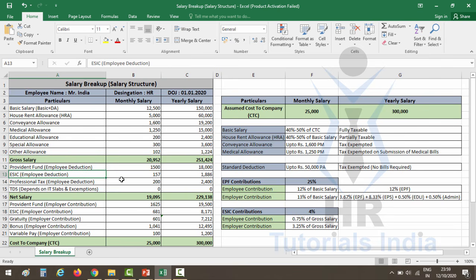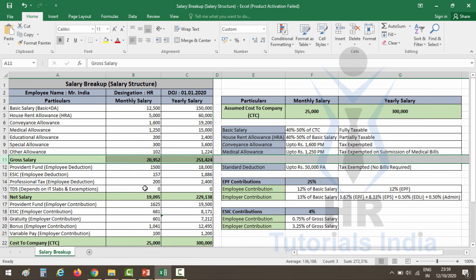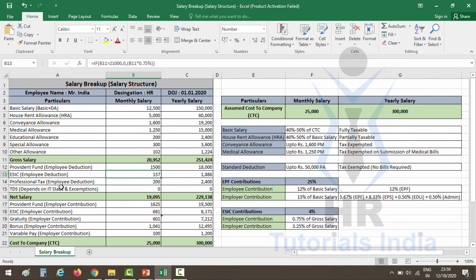Then comes ESI deduction. ESI is 0.75% of gross salary. Here there is a condition: ESI is applicable for employees whose gross salary is less than or equal to 21,000. Here the gross salary is less than 21,000, hence ESI is applicable, and the employee contribution of ESI is 0.75% of gross salary. So here I mentioned 0.75% of gross salary, which is B11. B11 is gross salary. So here ESI is calculated.